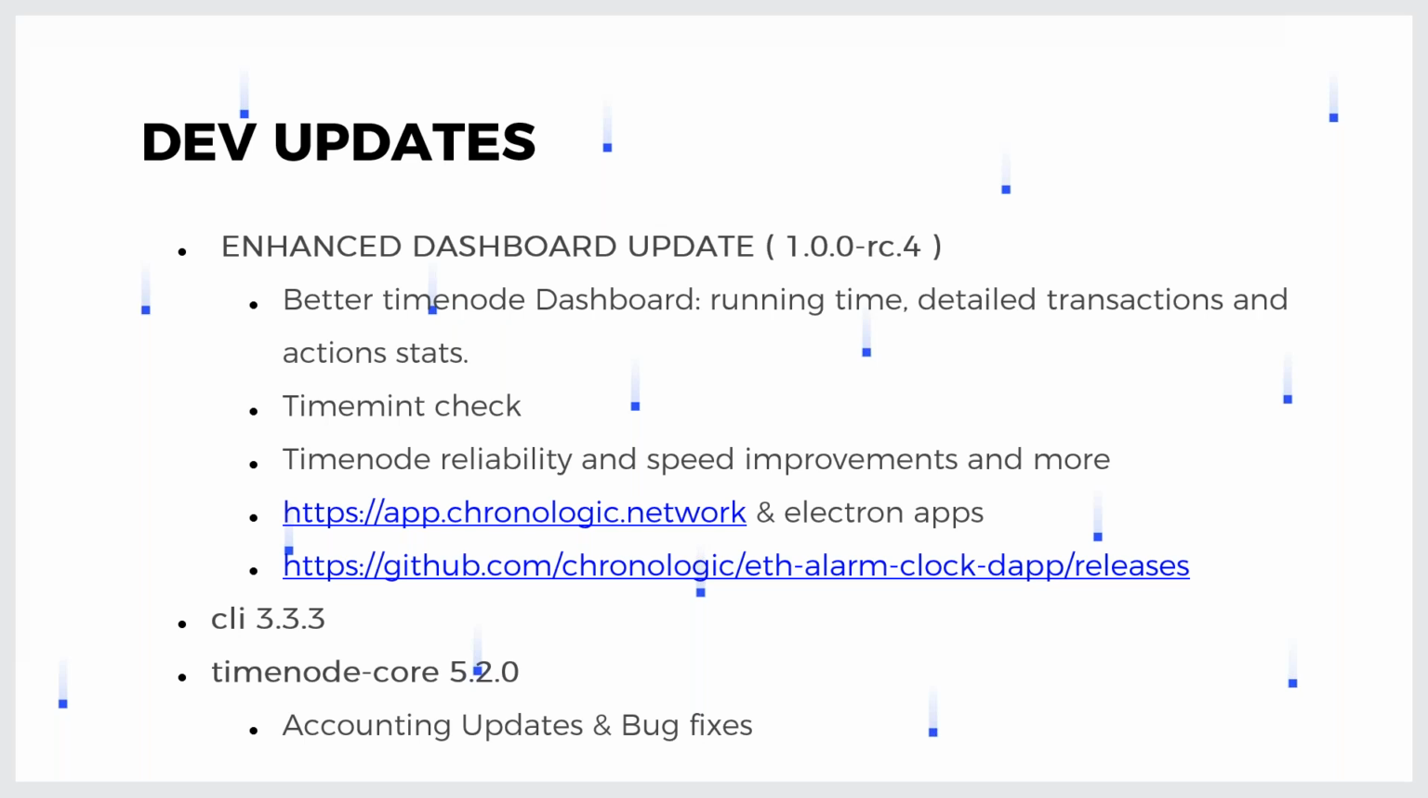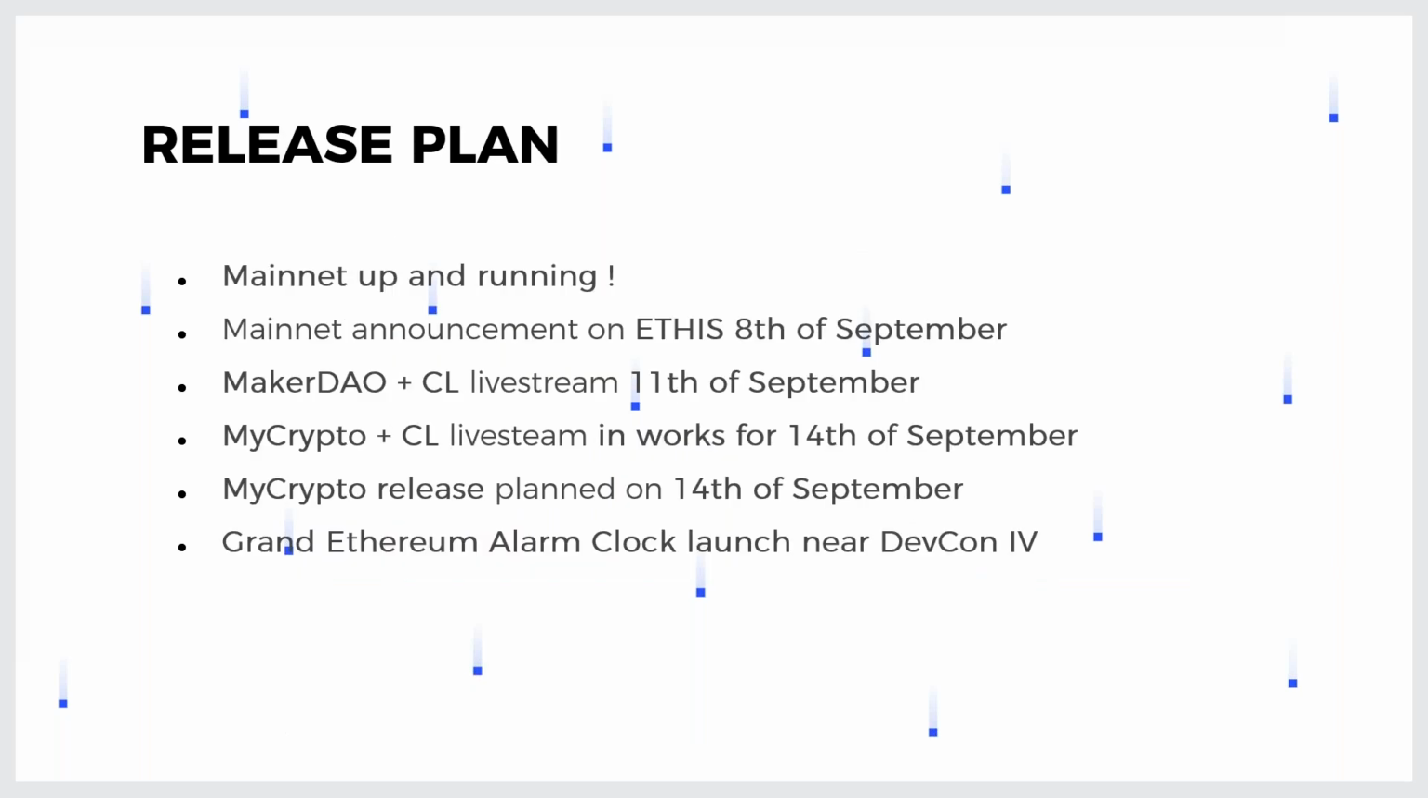So the latest versions are released. You can get the Electron apps on the GitHub releases page, and you can find the latest browser version at app.chronologic.network. Additionally, we have 2 releases for the CLI and the time node core. These were mainly smaller bug fixes and maintenance releases, and for those we don't have any big announcements there.